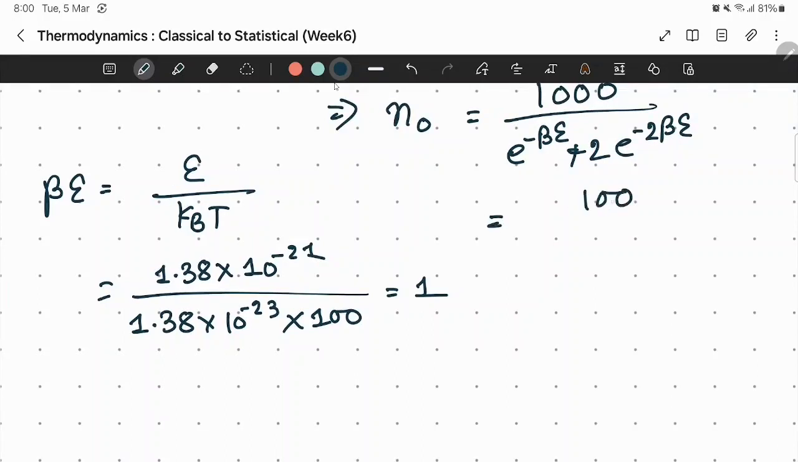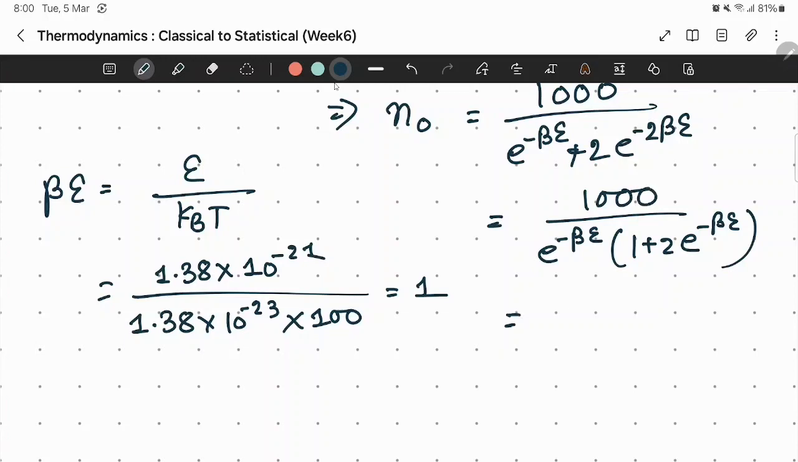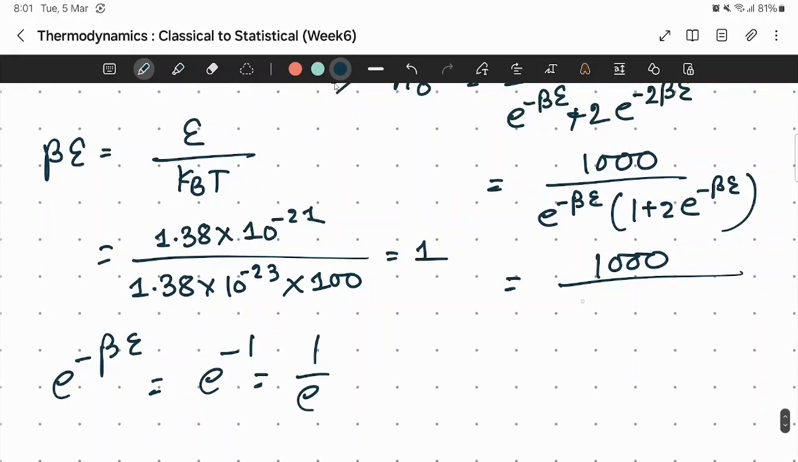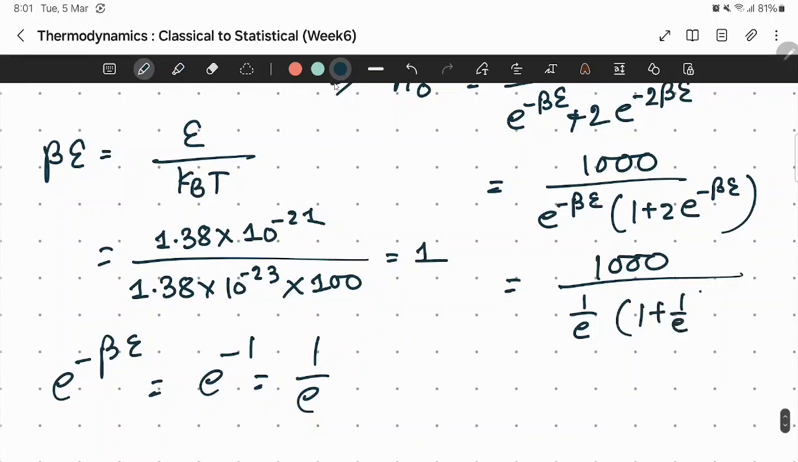So it can be written as, if you take beta epsilon common, 1 plus e to the power minus beta epsilon. Okay, if I'm wrong, please correct me. 1000. So it is e to the power minus beta epsilon. So e to the power minus beta epsilon will be e to the power minus 1. So it is 1 by e. Okay. So it is 1 by e. So if you do it, it will be 1 by e into 1 plus 1 by e.